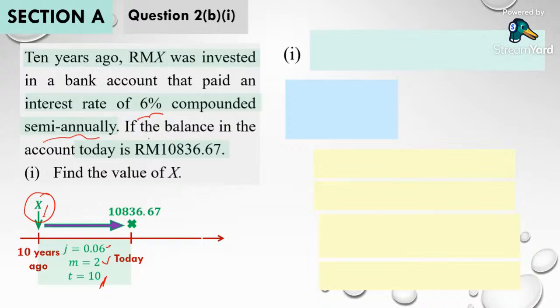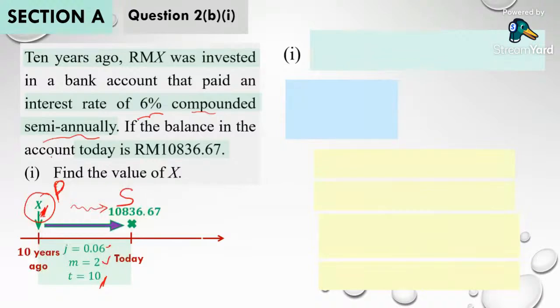When we interpret this question, we see it is compounded semi-annually. The keywords tell us that this is compound interest. Based on the timeline, it seems very similar to the previous question, where from a principal value or present value X, let's call it P, corresponding to the formula, this is my present value P. After some time, it will go up to become a future value S, which is 10836.67.